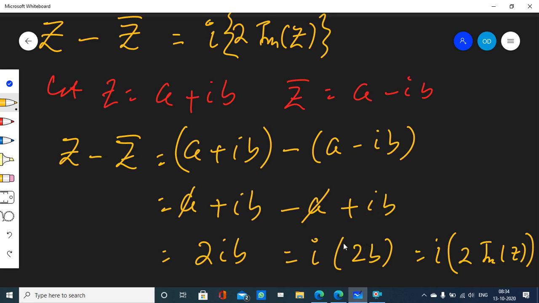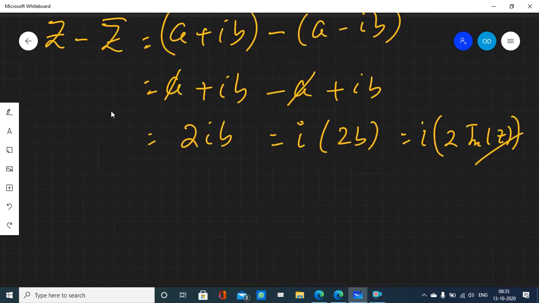But here you cannot write 2 into imaginary part of z conjugate. That will be wrong. Who can tell me why? Because imaginary part of z conjugate is not b, it is minus b, right? Remember?